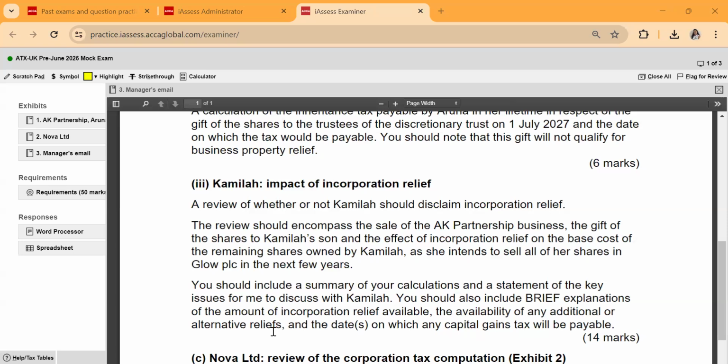So, any other relief, incorporation relief, CGT, and what will be the impact of incorporation relief on the selling transaction. All that we have to write in this question. Understood the question? Now let's go to the exhibit and we will solve it parallelly.